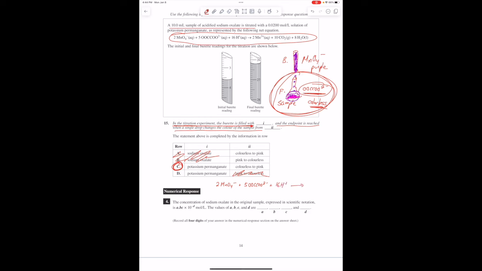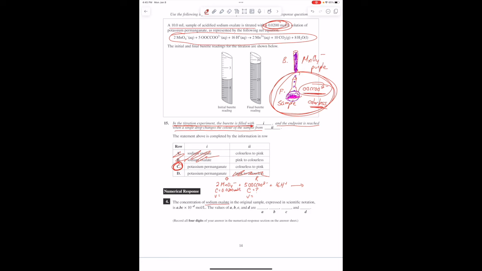Okay. So the question's asking about sodium oxalate. So that will be my required, which would make this my given. And I know that concentration is what they want. So I've got to know what the volume is, and I'll have a concentration and a volume for this. The concentration they have told me is right here, and that's of permanganate, so 0.0200 moles per liter.